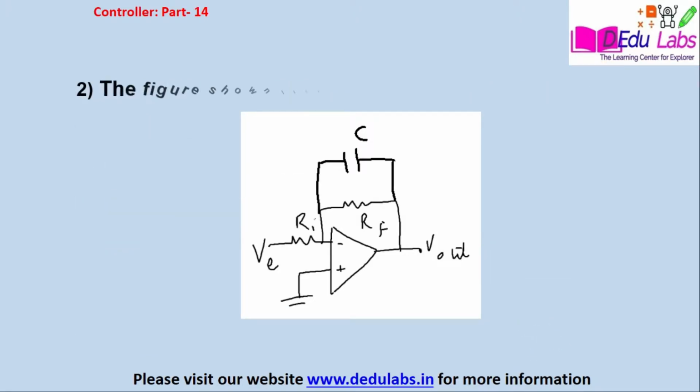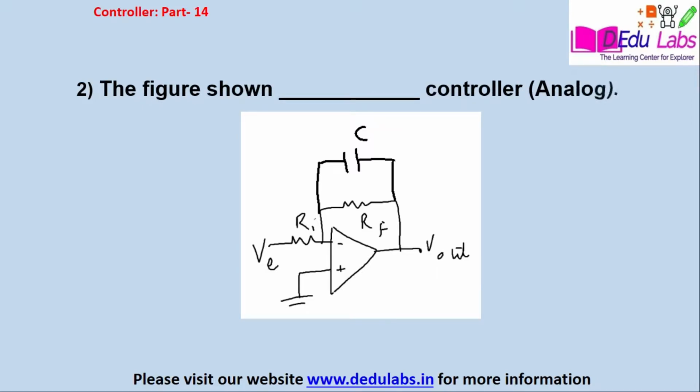Question number 2. The figure shown below represents a blank controller or analog controller. Option A, proportional integral. Option B, integral. Option C, practical integral. Option D, practical PI.